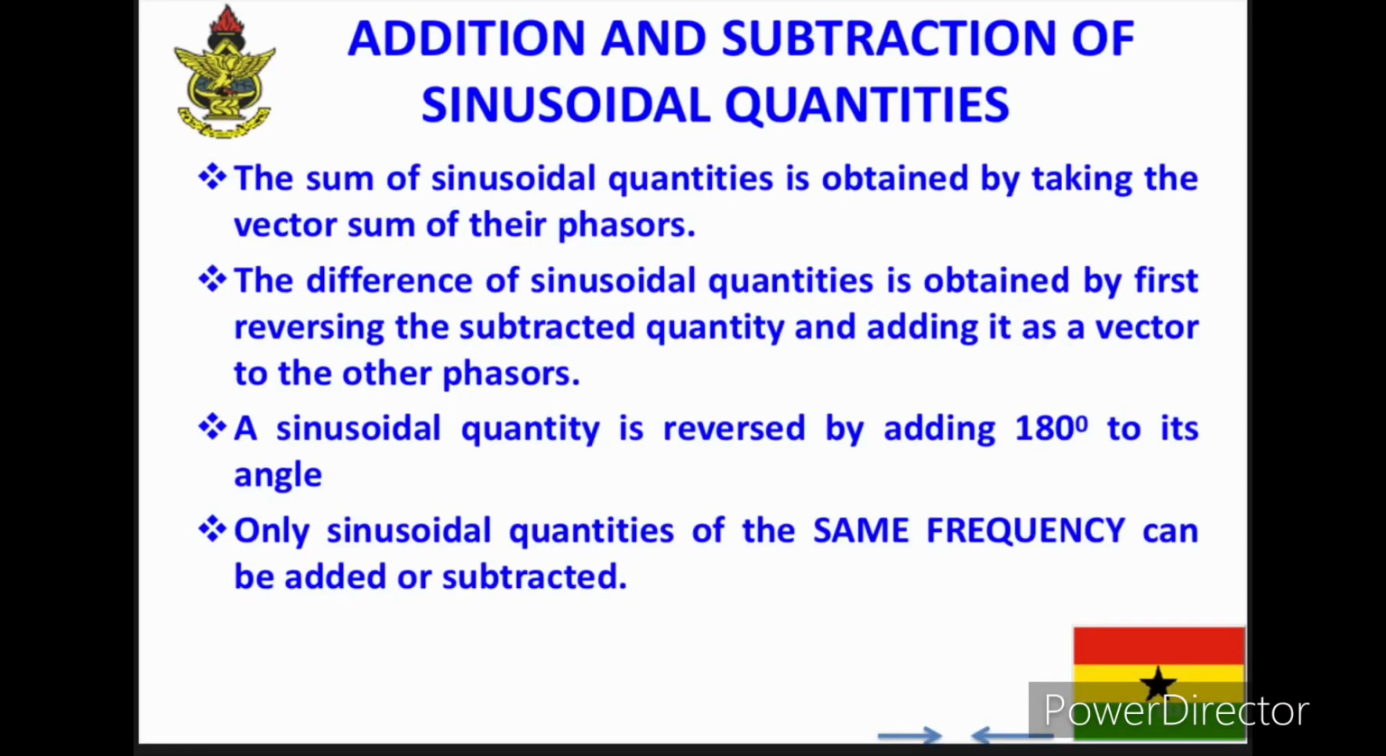The sum of sinusoidal quantities is obtained by taking the vector sum of their phasors. The difference of sinusoidal quantities is obtained by first reversing the subtracted quantity and adding it as a vector to the other phasors. A sinusoidal quantity is reversed by adding 180 degrees to its angle. Only sinusoidal quantities of the same frequency can be added or subtracted.